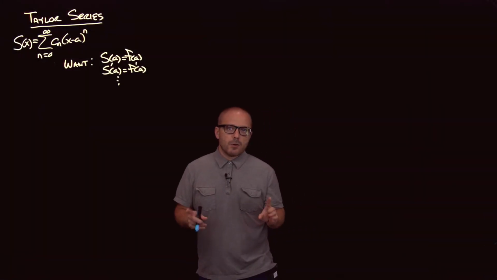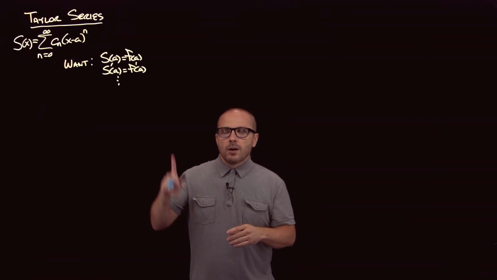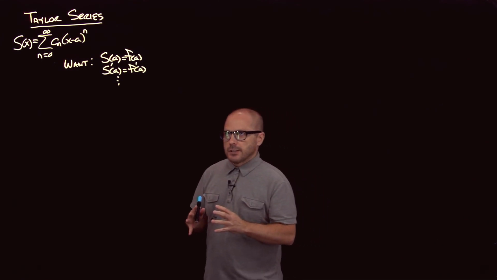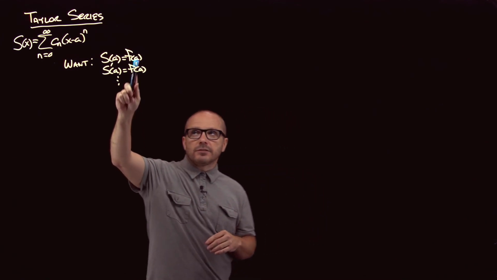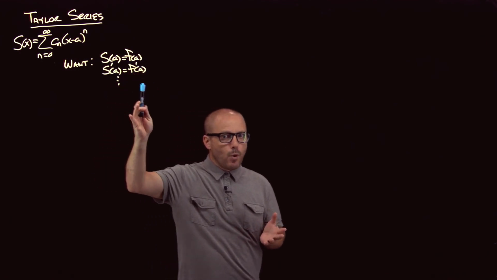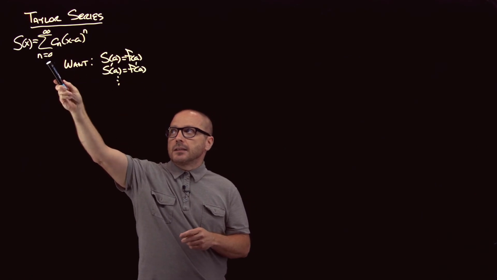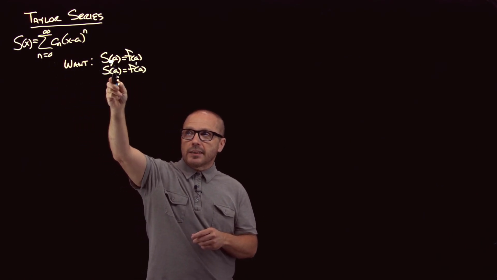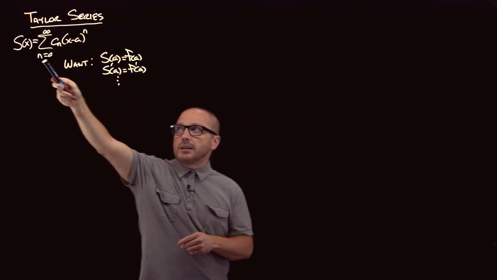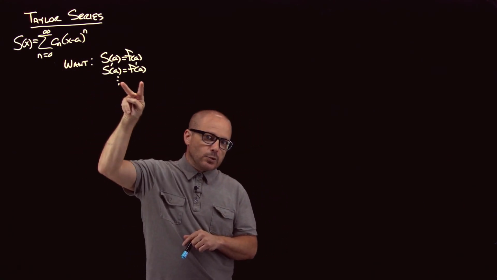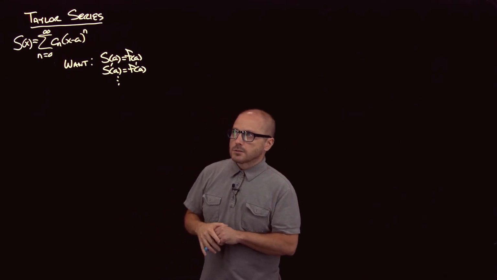All right, so now what we'd like to do is see what those coefficients need to be so that we have a power series where for some given function at some point, right? Remember, a is some value of the function. We'd like the series to equal the function at that point, the first derivative to equal the first derivative of the function at that point, second derivative, third derivative, and so on.